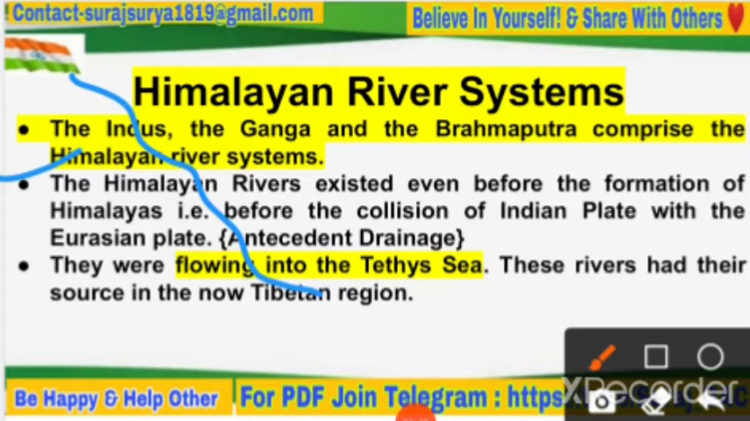Now, this is an important sea which you must understand. What do you mean by Tethys Sea and where is it located? It is an important question which I am going to make you understand today. These rivers had their source in what is now the Tibetan region. The Tethys Sea is the confluence or combination of many rivers which form one sea, or you can also call it an ocean, generally known as Tethys Sea or Neo-Tethys Sea. You will find it in another book with the name of Neo-Tethys Sea, whose main source is in the Tibetan region.